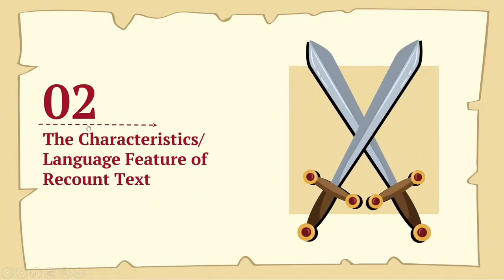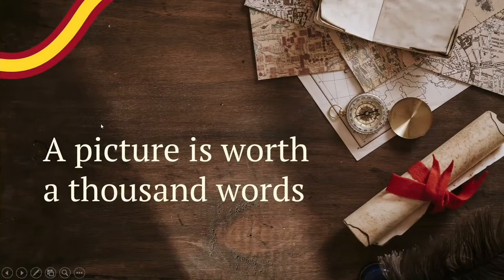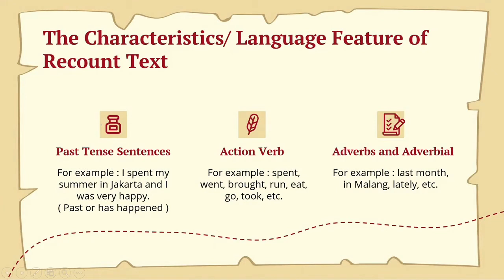Hello. After Amel, I will continue to explain the characteristics of recount text. In that case, the characteristics or language features of recount text cover: 1. Using past tense sentences. For example, I spent my summer in Jakarta and I was very happy. Which one is past, or has happened? 2. Using action verbs. For example, spent, went, broke, run, eat, go, etc.